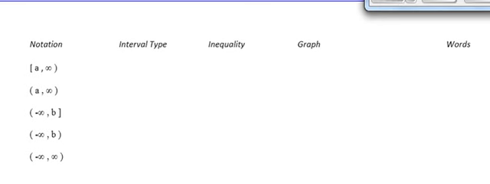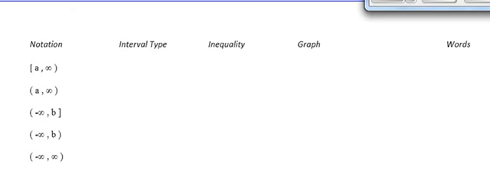When we continue with notation, we not only can have notation where we're going between two numbers, but we can have notation where we have a starting number and then we keep going on forever in some direction. And so we are going to take a look at some of that, and we talk about the forever part in whatever direction with using the infinity symbol. So we've got bracket a comma infinity.